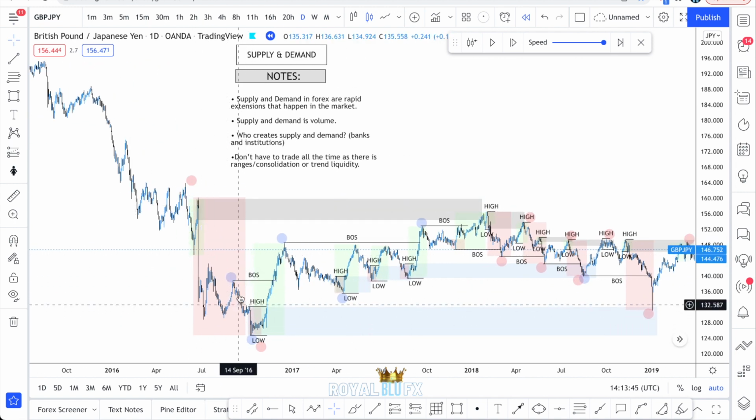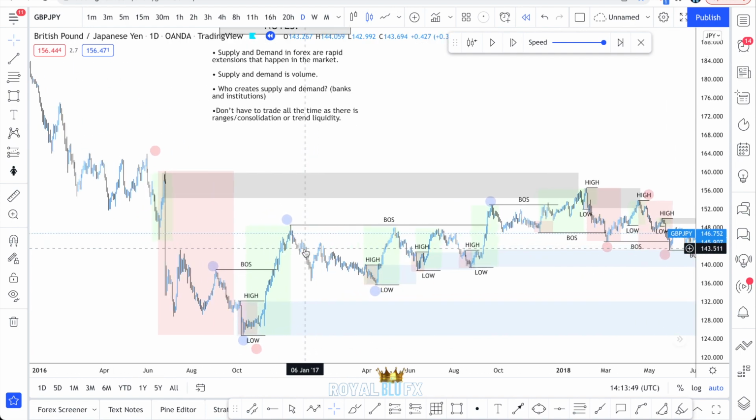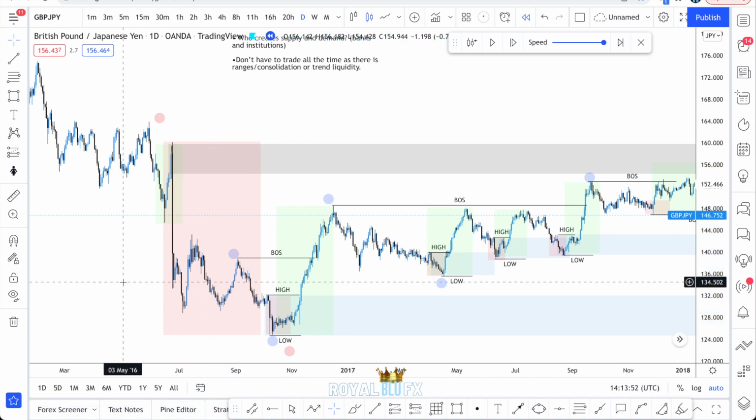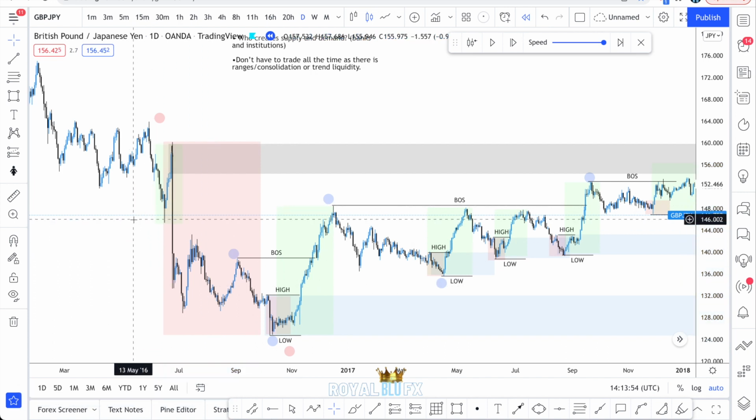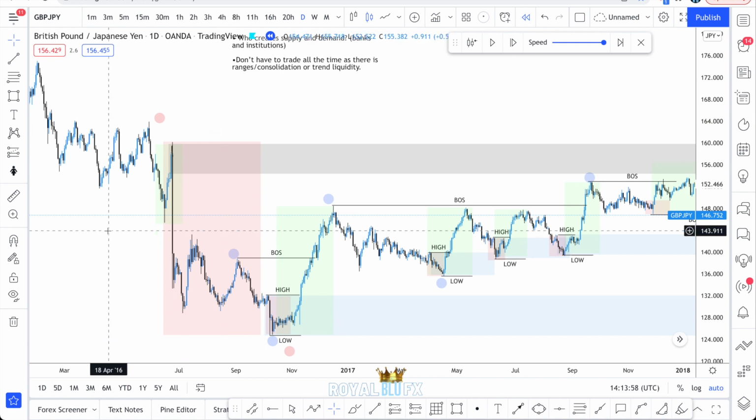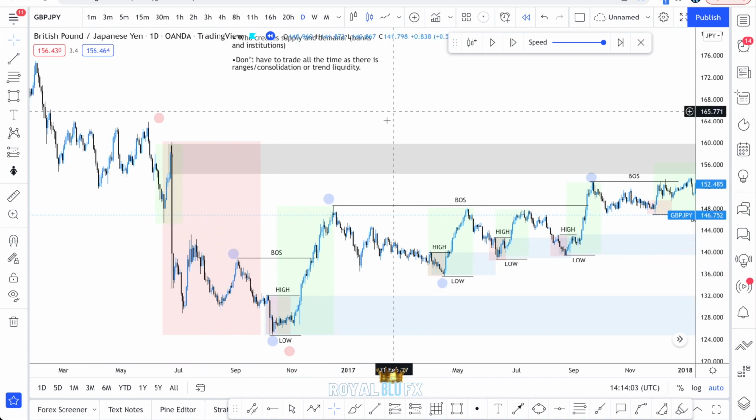As you can see, this example here is supply in the markets. Now, as I mentioned, supply and demand are just extensions in the market where price overextends really quickly and then starts to retrace. The retracement is that pullback, okay?